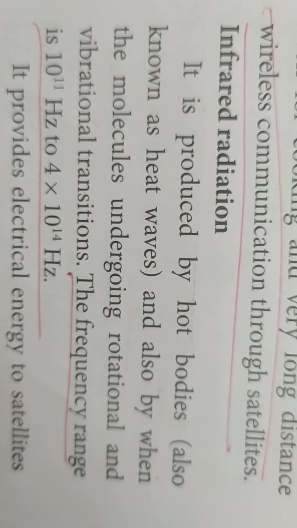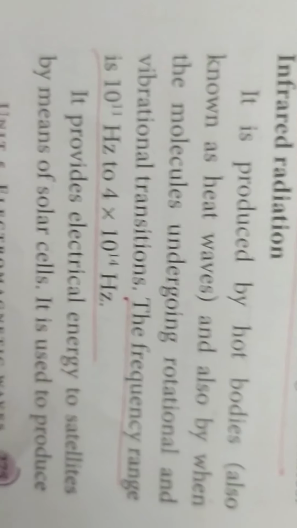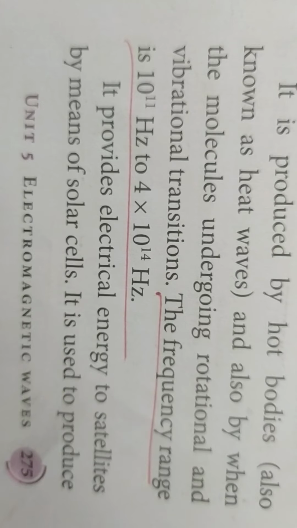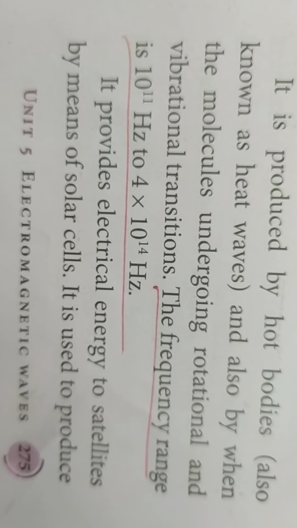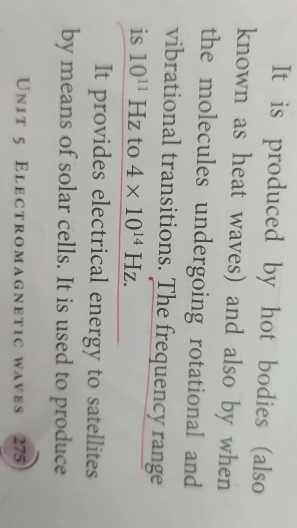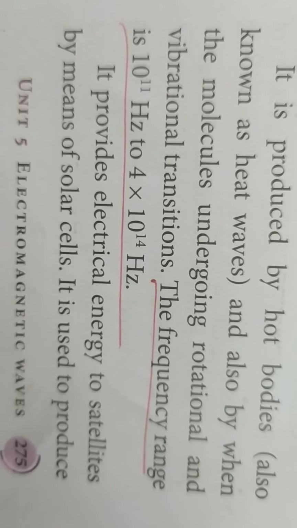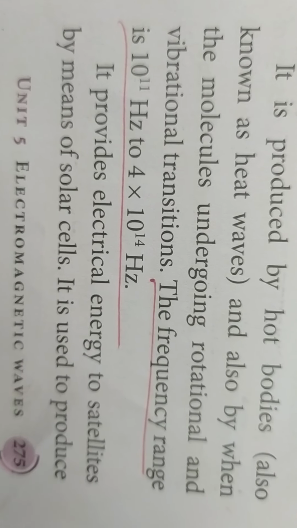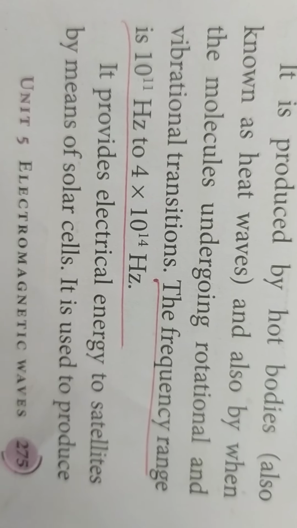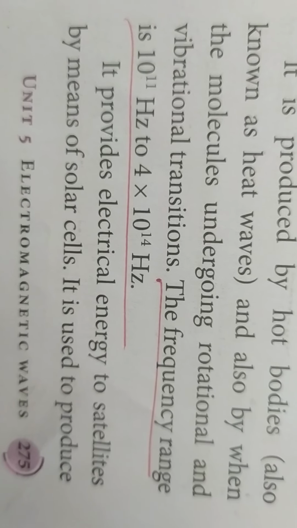And infrared radiations are nothing but heat waves. They are otherwise known as heat waves. The frequency range is 10^11 hertz to 4 × 10^14 hertz. They are used in satellites by means of solar cells, because the solar cells get the energy from the sun and convert it into electrical energy. So heat energy is converted into electrical energy.